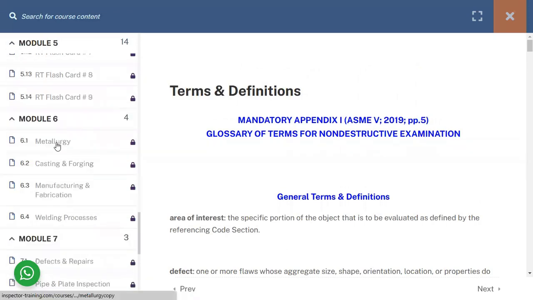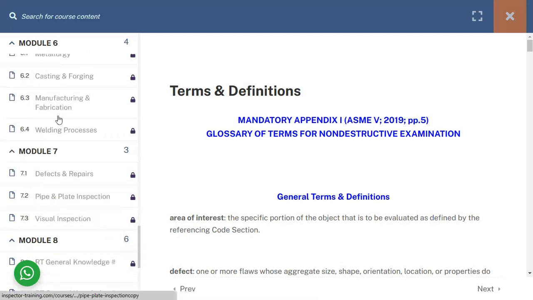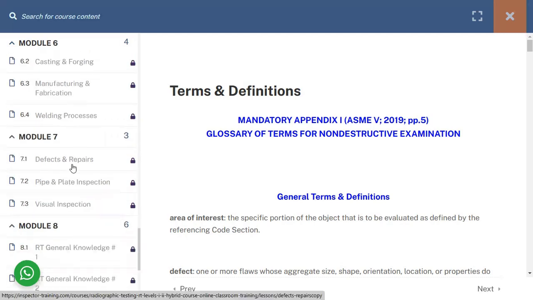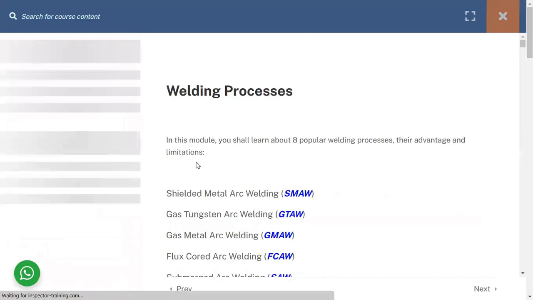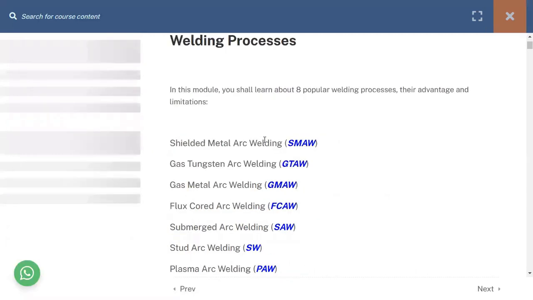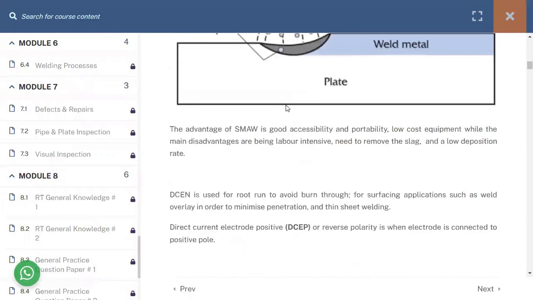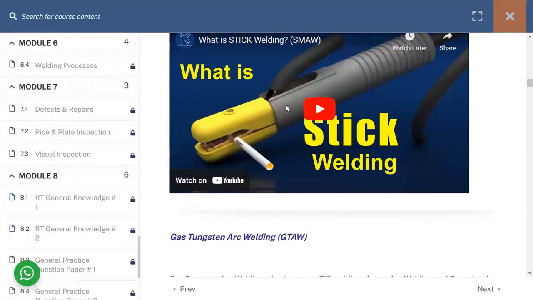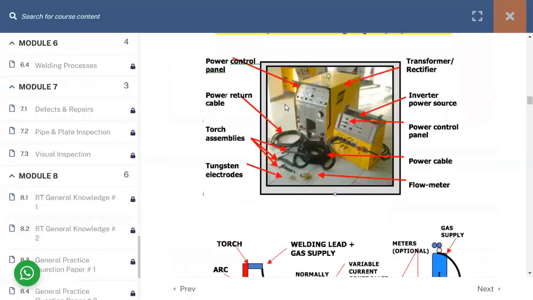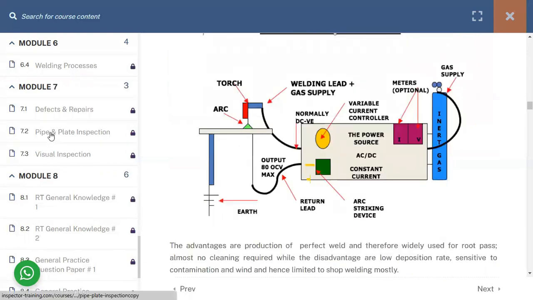And because you should know about metallurgy, casting, and forging, according to ANSI CP 105, manufacturing process, casting, forging, welding processes are explained, the 8 popular welding processes. And then there is a comprehensive PowerPoint presentation on defects, repairs, pipe and plate inspection, and visual inspection. As you can see here, or welding inspection, sorry. These are all the popular welding processes that we'll be talking about, and then complete with videos and pictures. And if I take one of them, the PowerPoint presentation, you may see how it looks like.